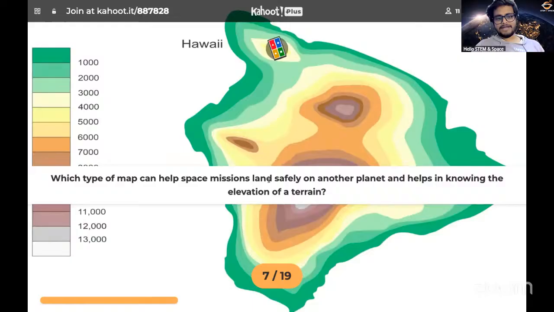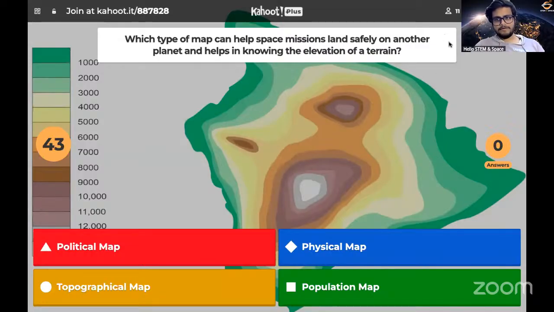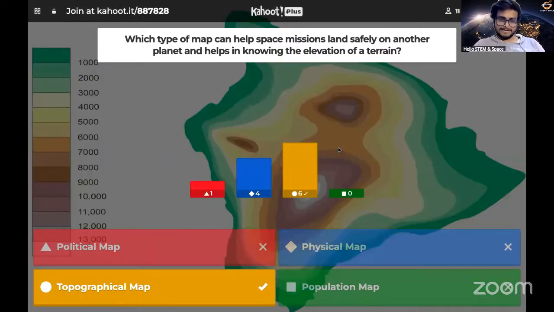Which type of map can help space missions land safely on another planet and helps knowing the elevation of a terrain? A political map, a physical map, a topographical map, or a population map? So, this is the map that can help you land safely on another planet. It is a topographical map, right?